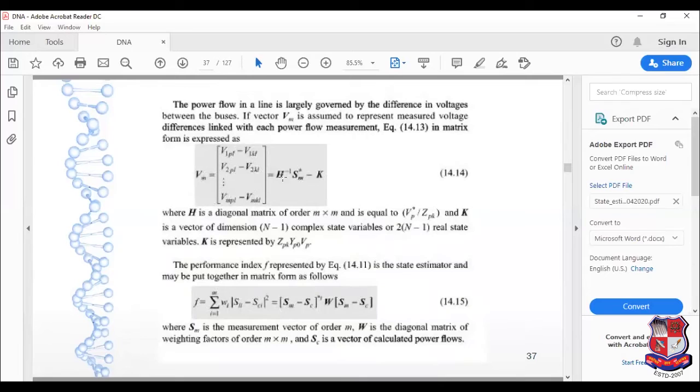Now what is Vm? Suppose this is H inverse, so it is nothing but the denominator term. If we derive it in terms of Sm, then it should be multiplied with K, that is Hk, and this is HVm. So instead of Sm, what exactly can we write? Sm conjugate is equal to H into Vm plus Hk.